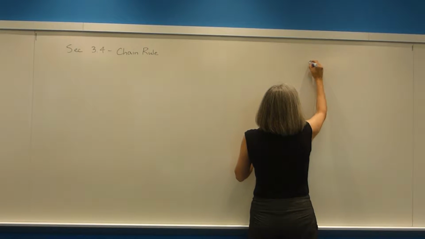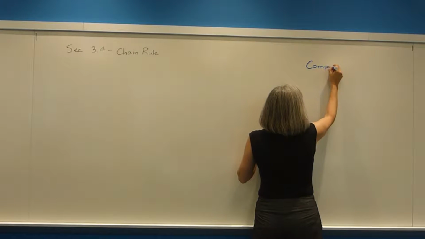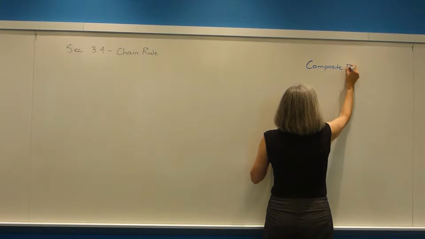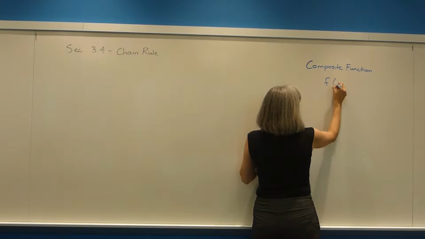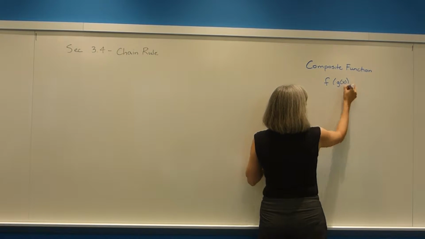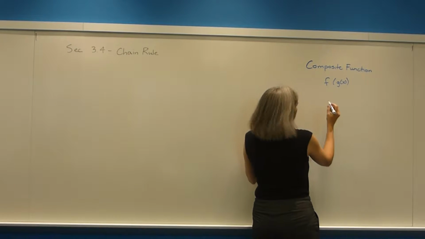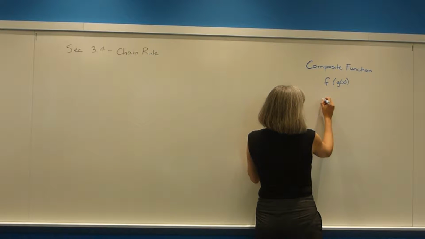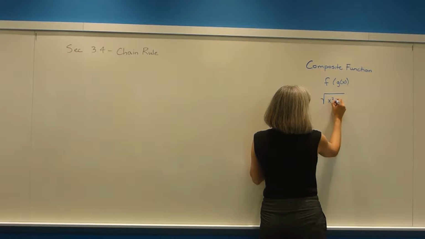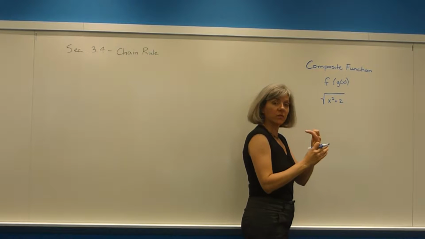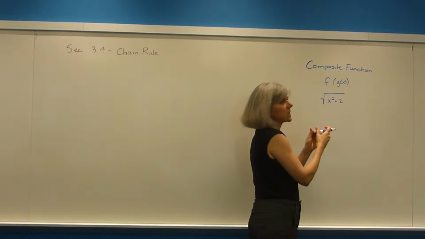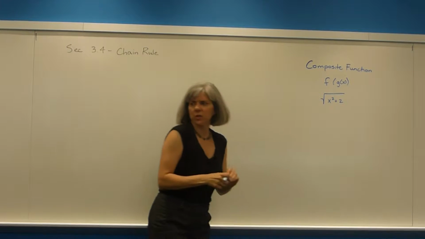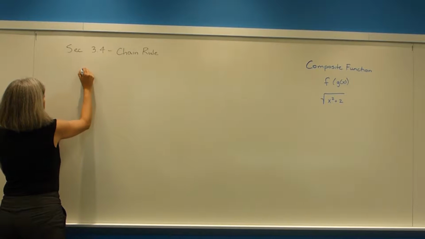A composite function is where you have one function inside another one. An example would be the square root of x squared plus 2. We have a square root function, and then inside it we have an x squared plus 2 function. So there are really two functions there. Let's do a little bit of practice with that. In fact, let's look at this example.